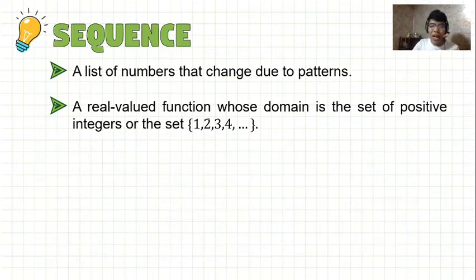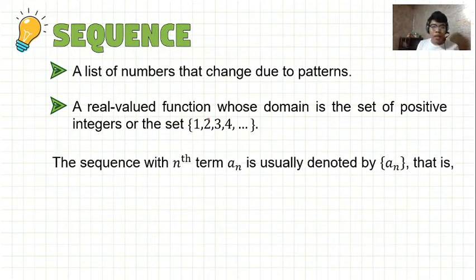Now let's proceed. The sequence with nth term a sub n is usually denoted by this notation, a sub n in curly braces. So if you see a sub n, that means it is our sequence, and it is defined by that function. If we expand that, it depends on your n, because it is the nth term.